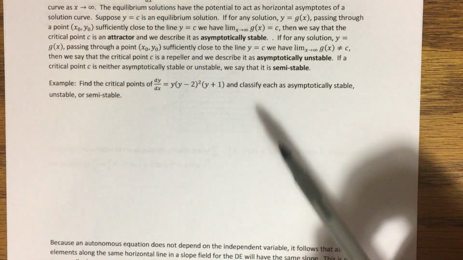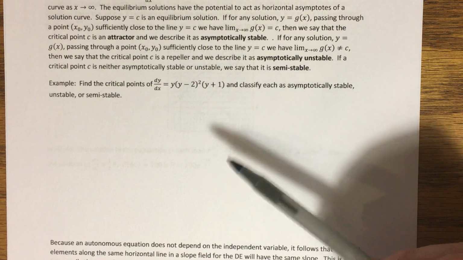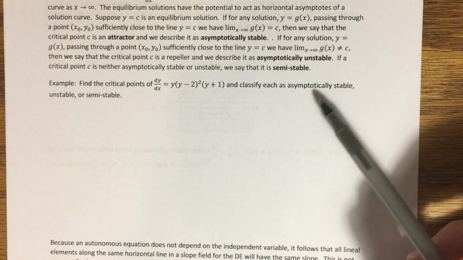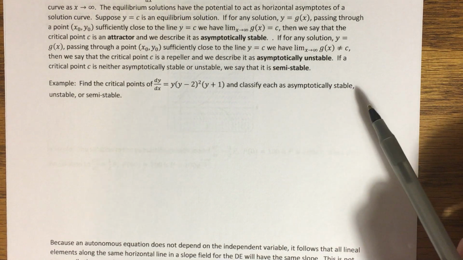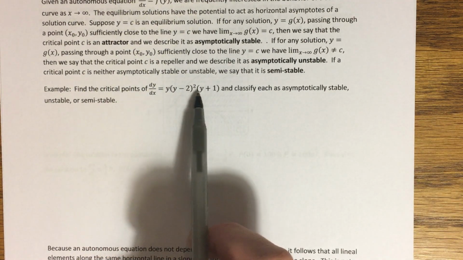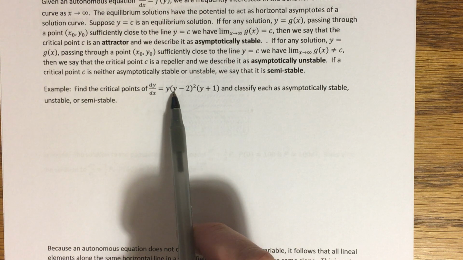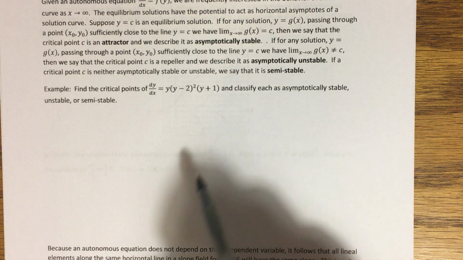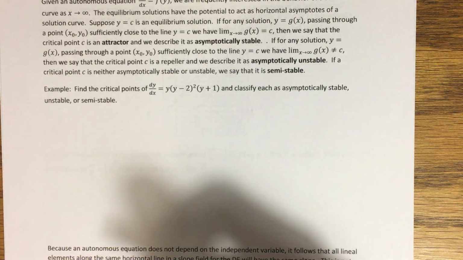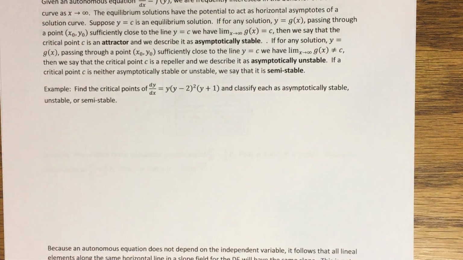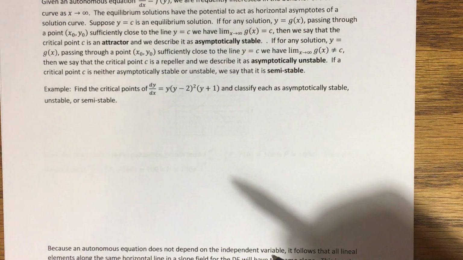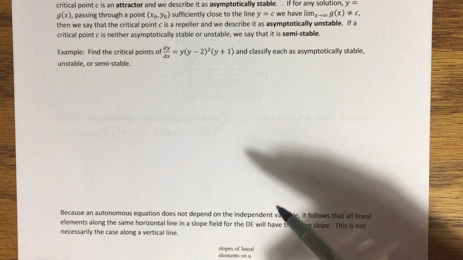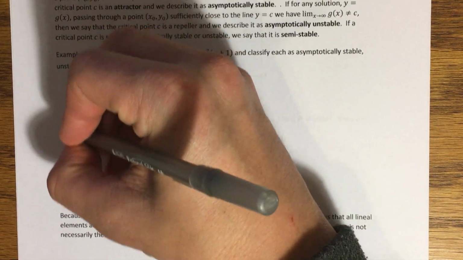So I want to do another example where we're looking for critical numbers or critical points in an autonomous DE and classifying them according to their asymptotic stability. This is the DE that we're working with: dy/dx equals y times (y minus 2) squared times (y plus 1). We want to classify each of the critical points that we find as asymptotically stable, unstable, or semi-stable. I'm going to create a phase portrait for this one and see what we find.